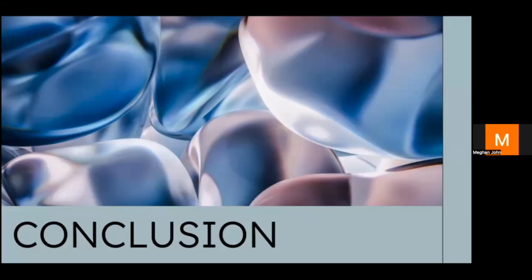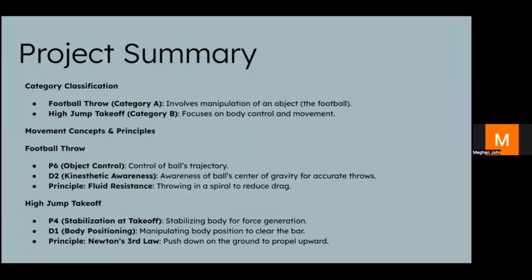Awesome. And just to conclude, we're just going to do a little project summary of our findings. After comparing the two movements, we'll look at their biomechanical components and the physics involved, focusing on movement concepts and principles. For the football throw, category A, this movement involves manipulating an external object, the ball.